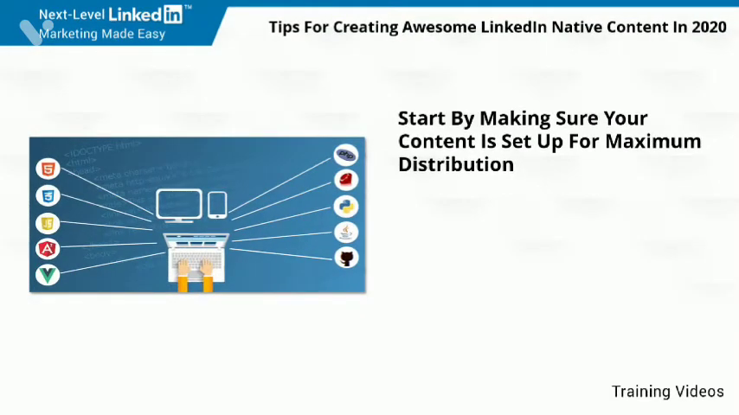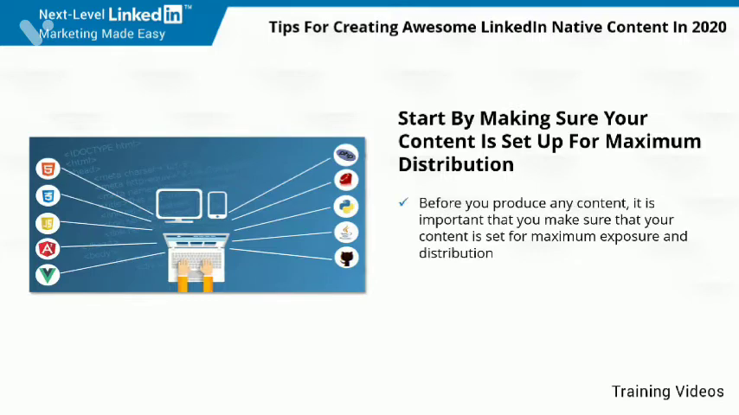Start by making sure your content is set up for maximum distribution. Before you produce any content, it is important that you make sure that your content is set for maximum exposure and distribution. For this, you simply have to visit the Privacy and Settings section of your profile, and make sure that your profile is public and visible to everyone. Lastly, you have to make sure that the Posts and Articles option is checked.